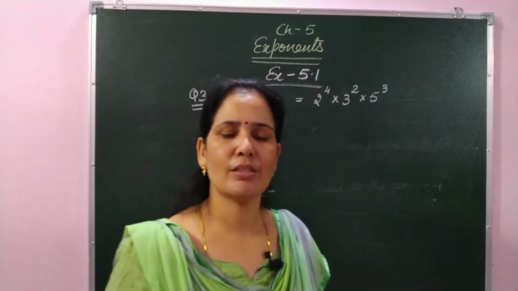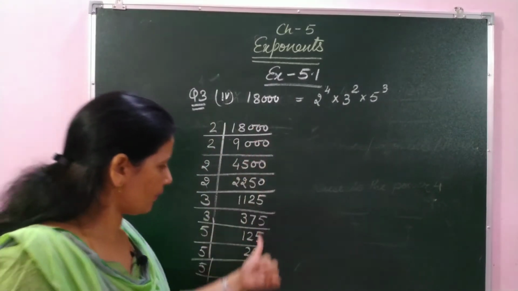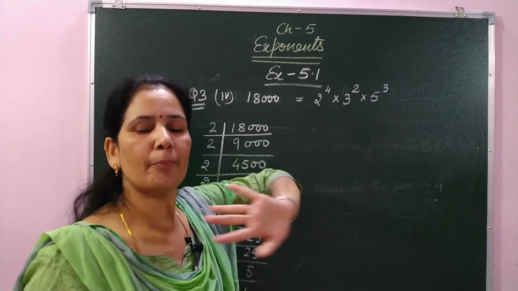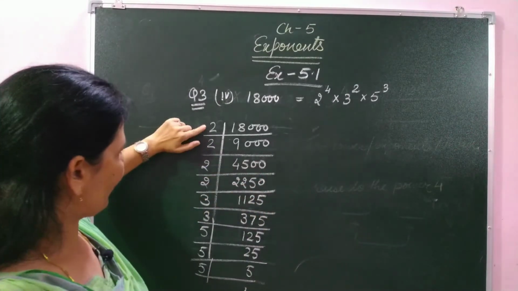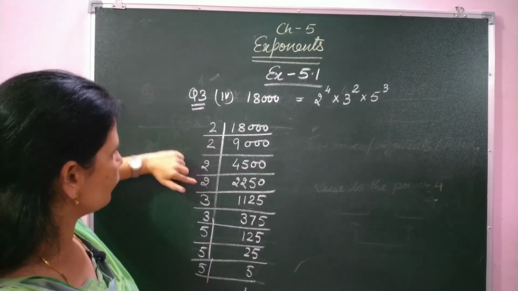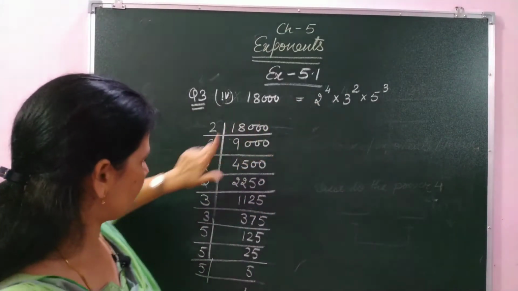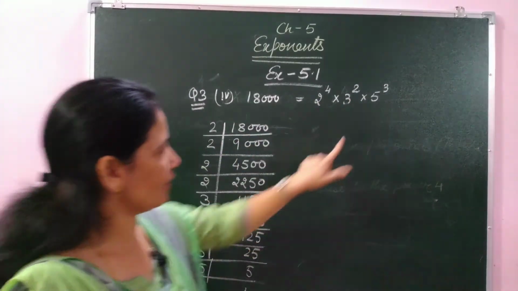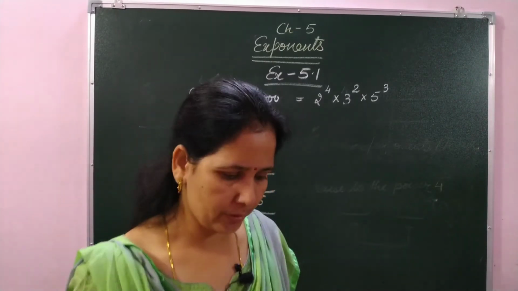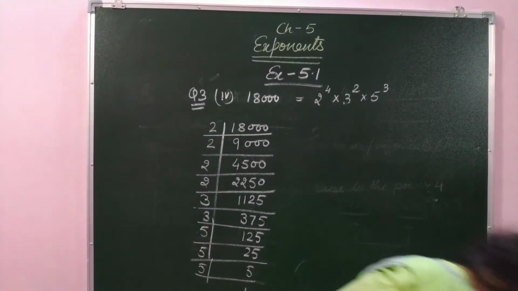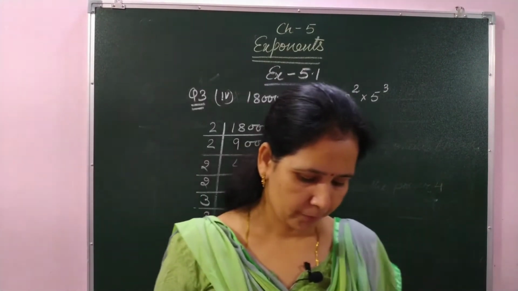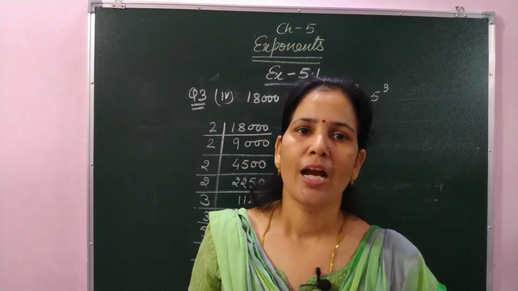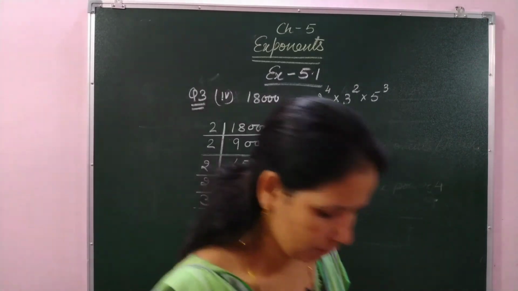So how to solve this question, students? You have to first make the prime factors of this number, and then arrange them with power notation. So 2 raised to the power 4, 3 squared, 5 cubed. So this is our question number 3. Let's move to the next question, that is question number 4. In question number 4 they have given it in the form of multiplication, and we have to solve it. How? Let's see.